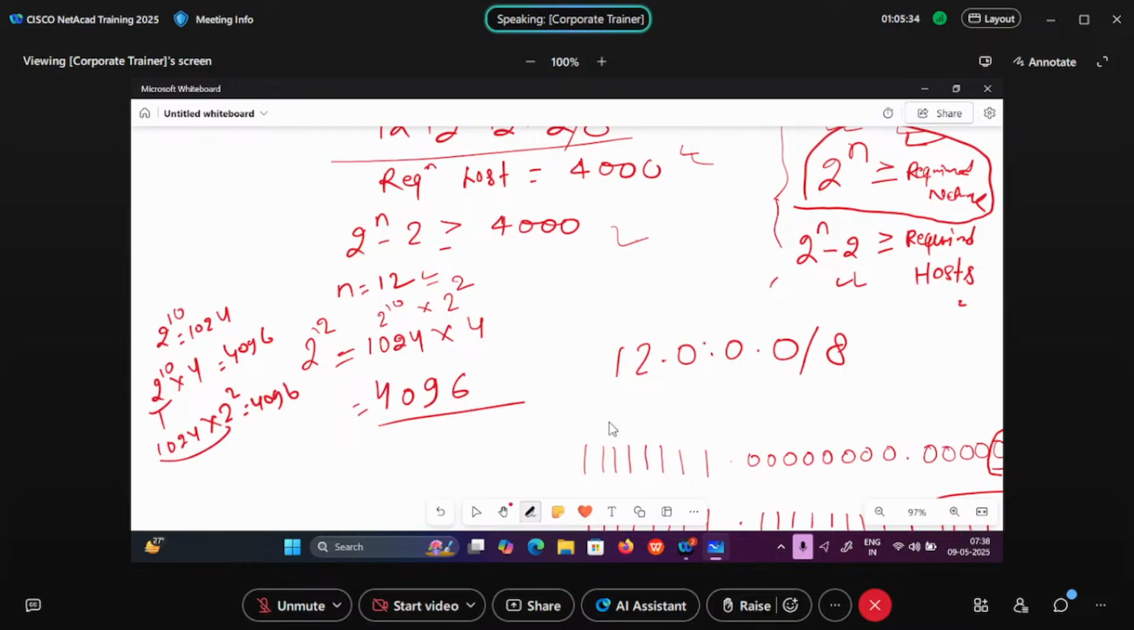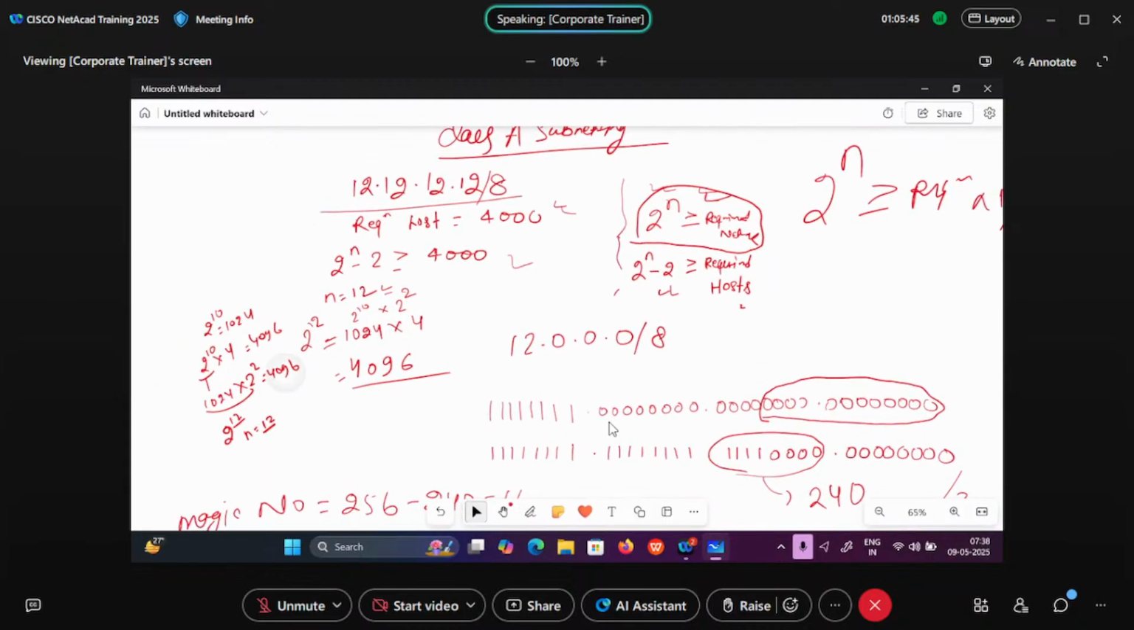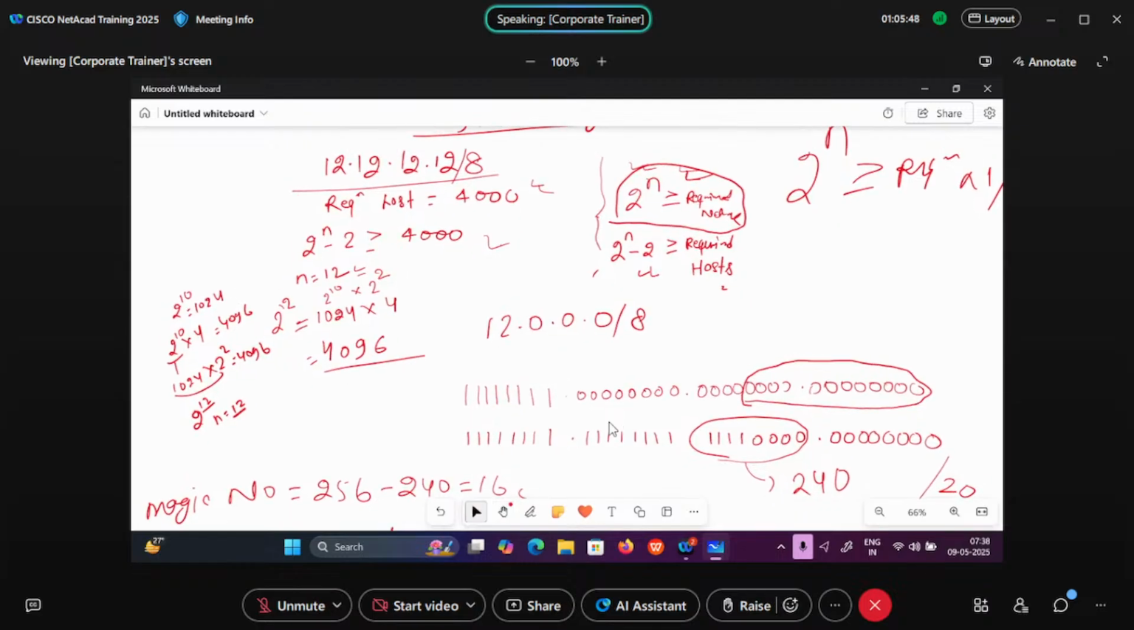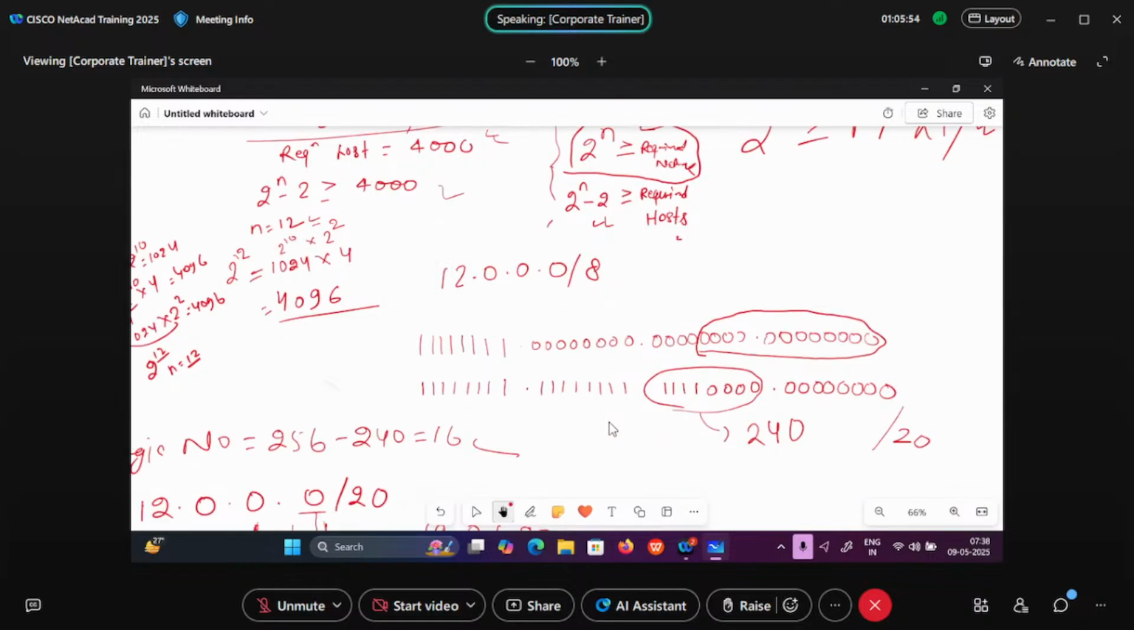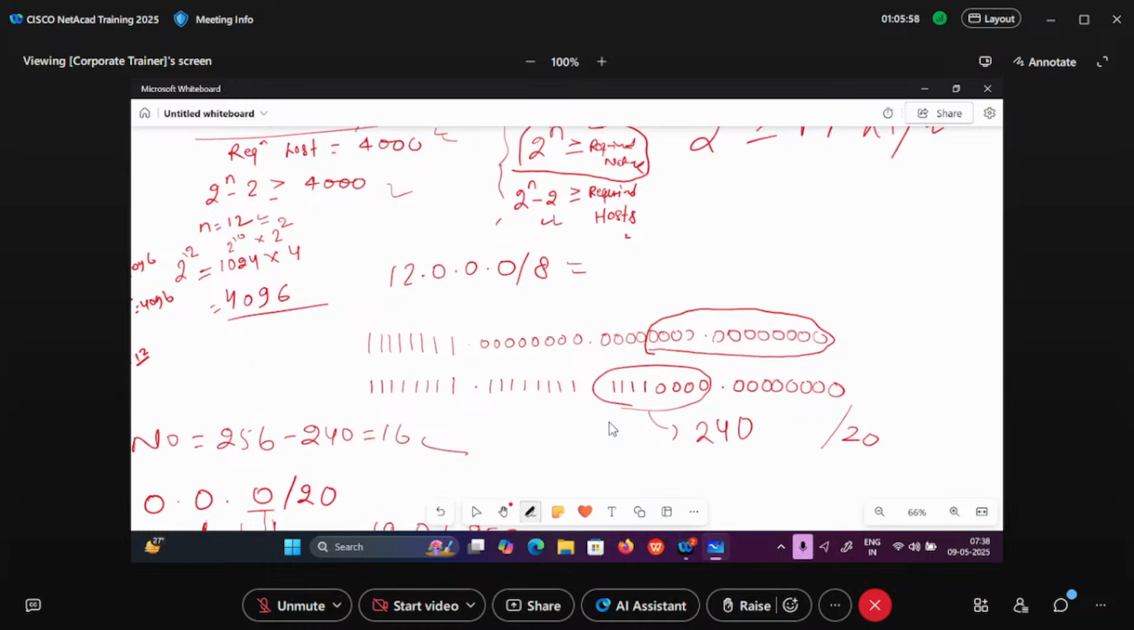So here the total n value is, I mean, 2 raised to the power 12. So the value of n is 12. Now what I have to do: whatever network ID is given and whatever subnet mask is given, first of all just write the binary form of your subnet mask. I have written it as a class A IP. So what is the subnet mask? 255.0.0.0. In this case, 255 I have converted into binary, 8 ones I have written here, and the remaining bits are 000.